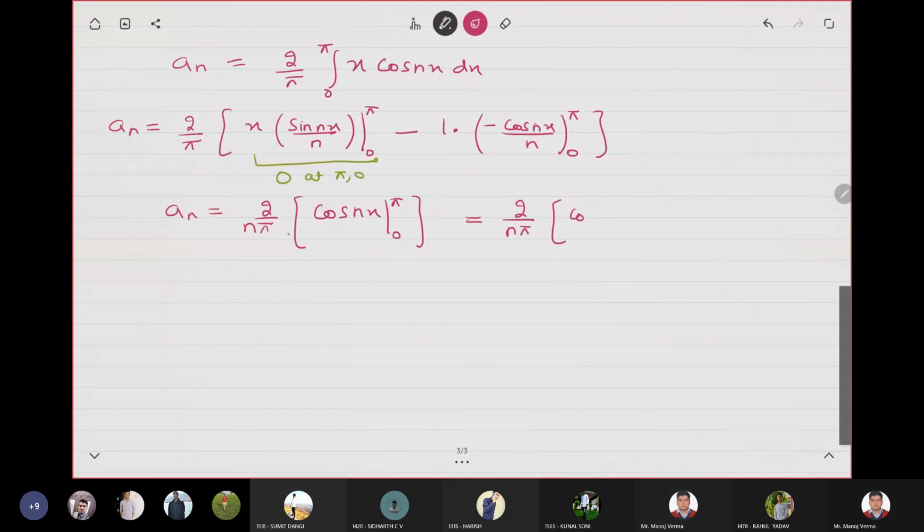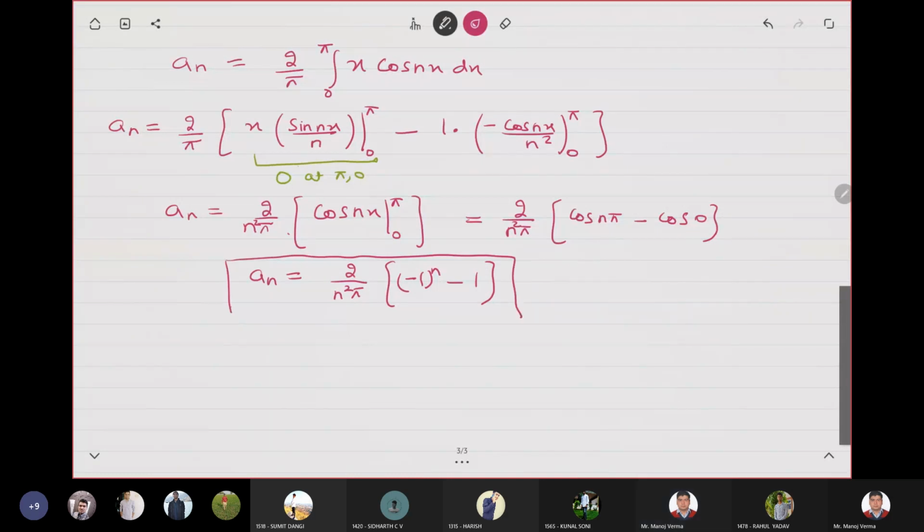Sorry, it will be n square, and it will come outside. So cos n pi minus cos 0. So this an will have the value 2 over n square pi, into minus 1 raised to the power n minus 1. So this will be my value for an. I will insert the value of n and I will.